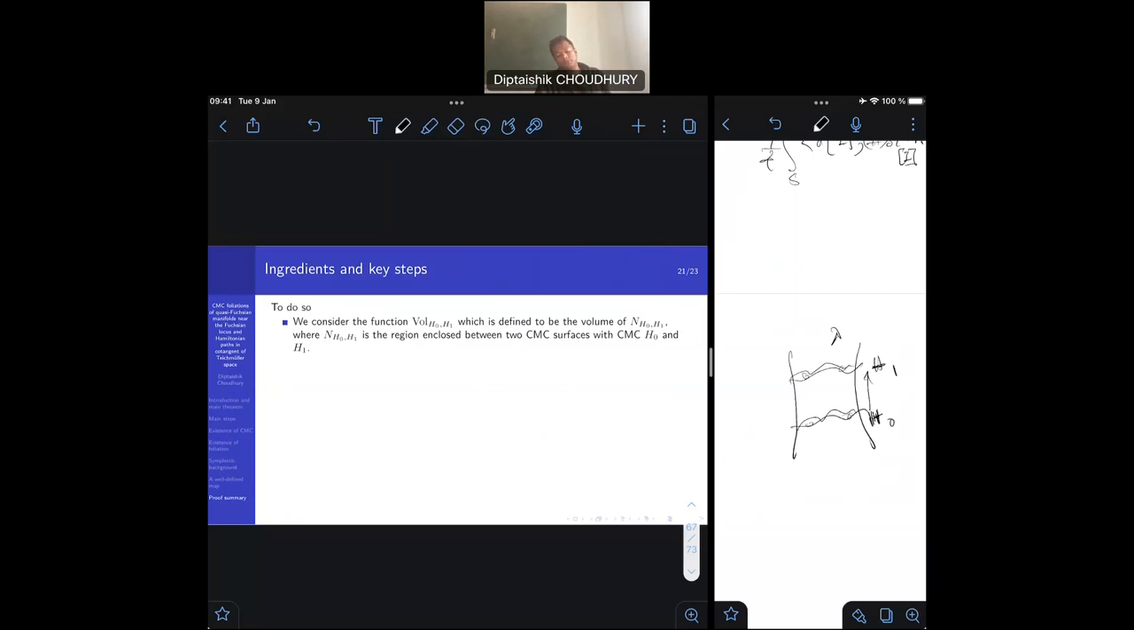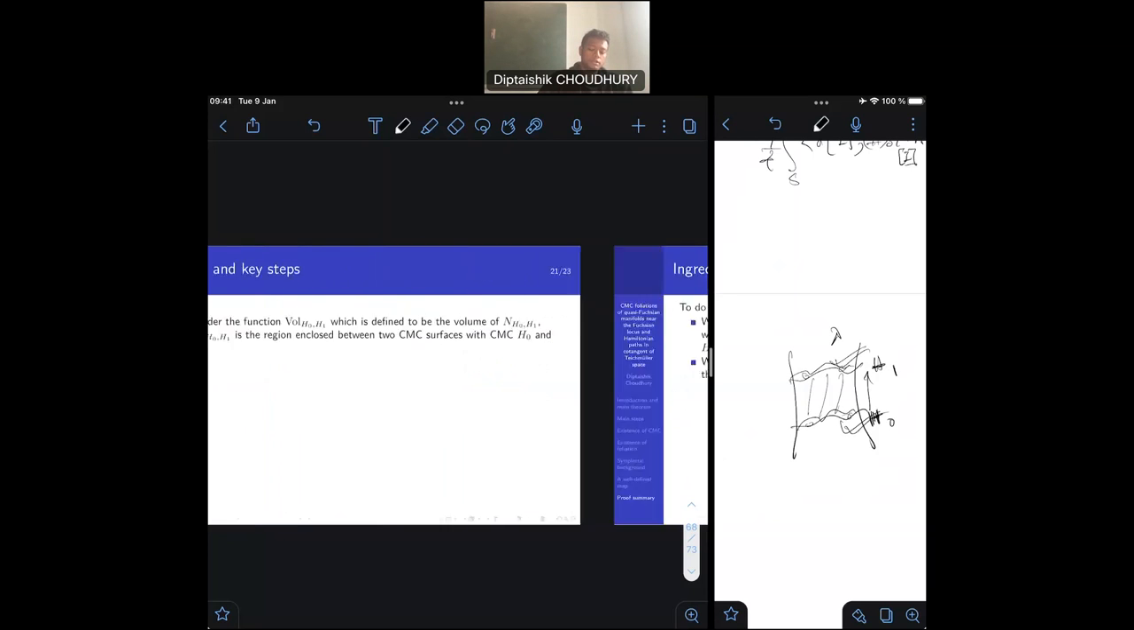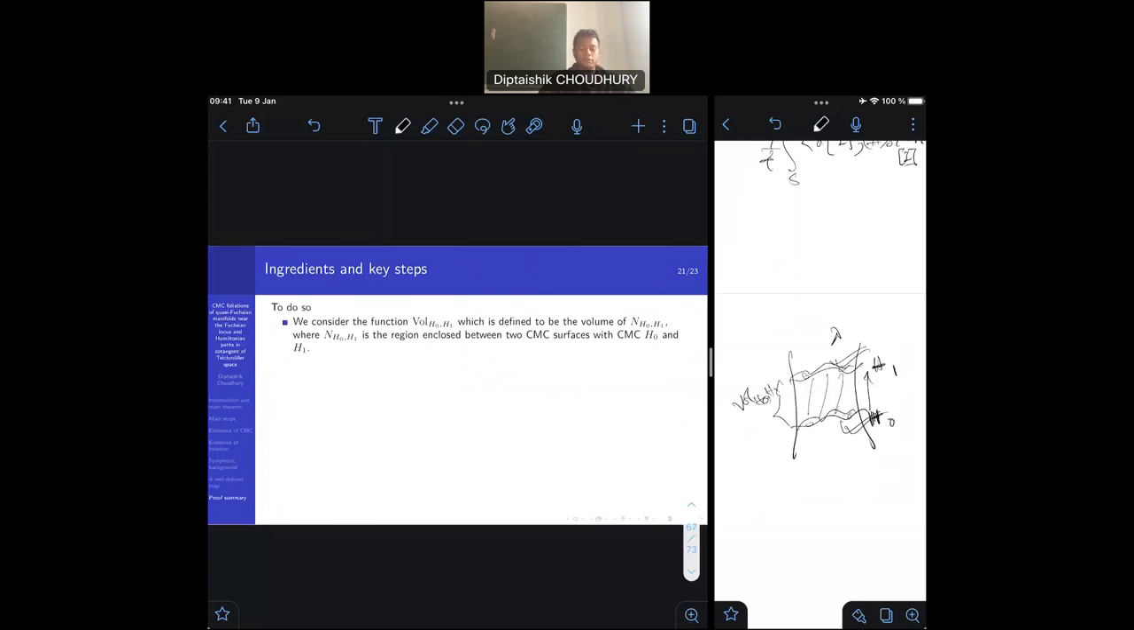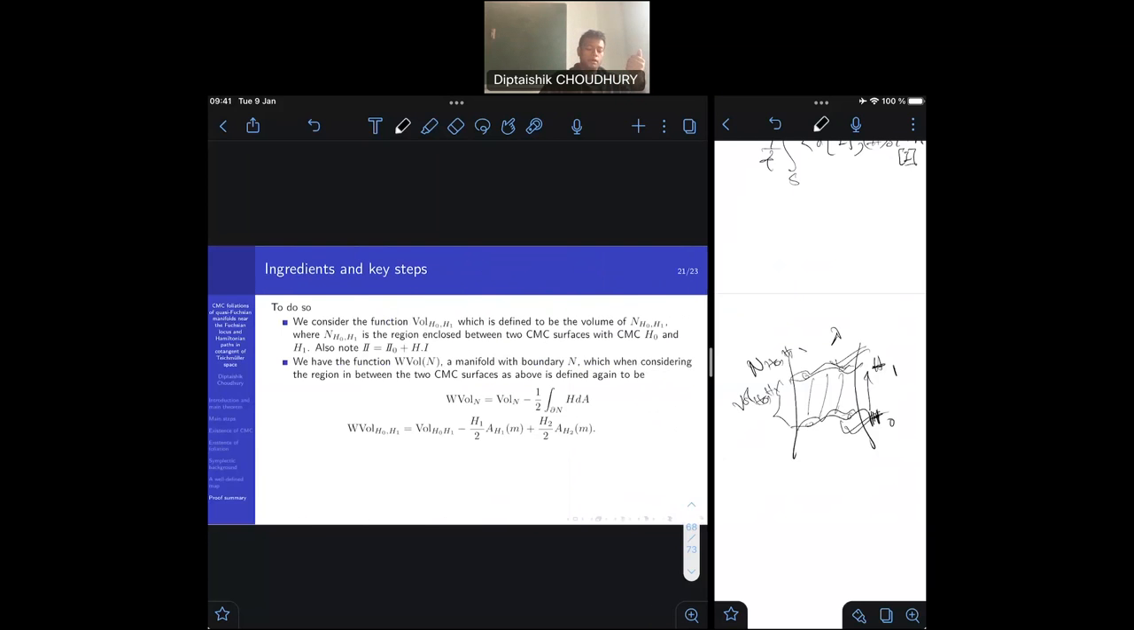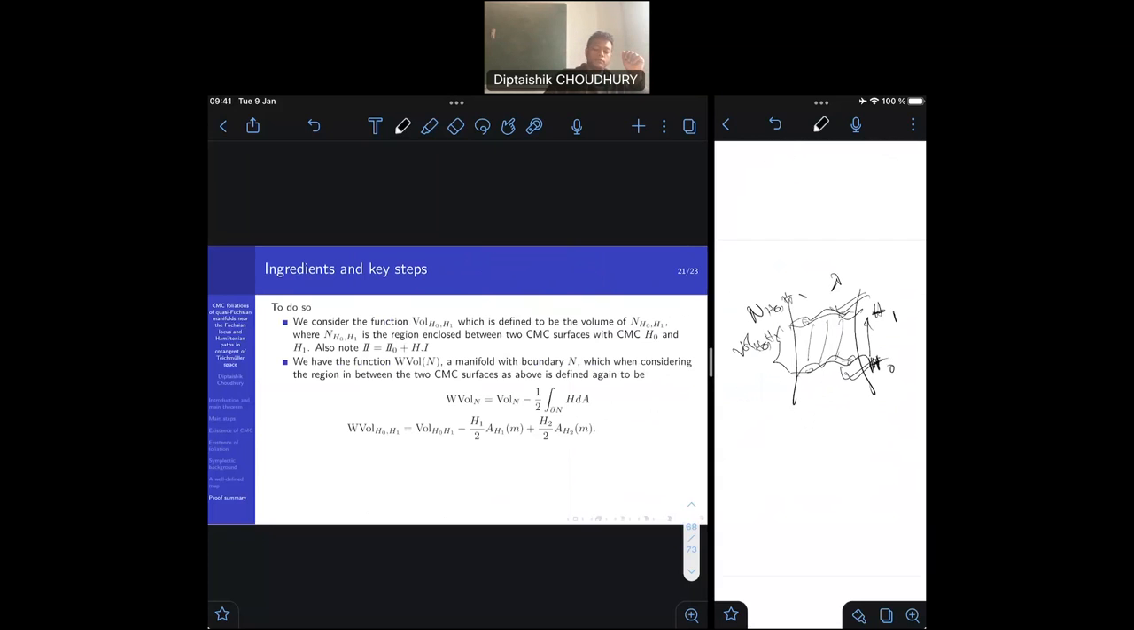And then you also want to apply some Stokes theorem kind of setting to compute the variation of this region in terms of the areas that appear at the boundaries. So what you do is call this closed manifold N, defined to be the region bound by two CMC H surfaces, H0, H1, and its volume is called Vol(H0, H1). What you want to do now is utilize the W volume, which is given by a formula for a closed manifold with boundary. When you put N equal to this region between two CMC surfaces, the W volume becomes equal to the volume minus H1 by 2 area of H1 plus H0 by 2 area of H0, because you can just take the H out, since the mean curvature is constant on the boundaries.